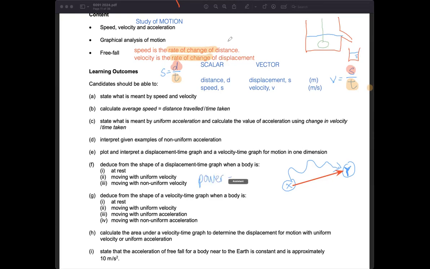Power is equal to energy over time. Okay, so can you just make a guess? If I tell you to define power, what will be the definition of power?